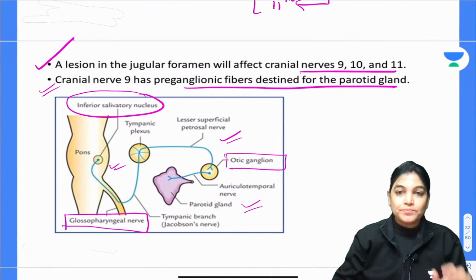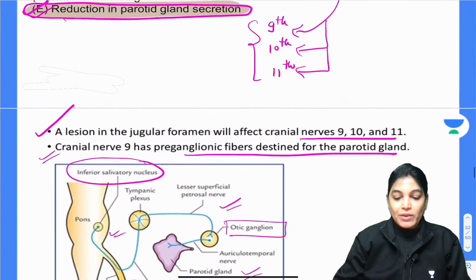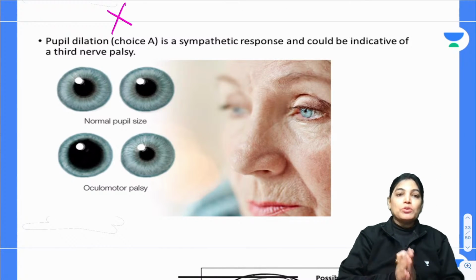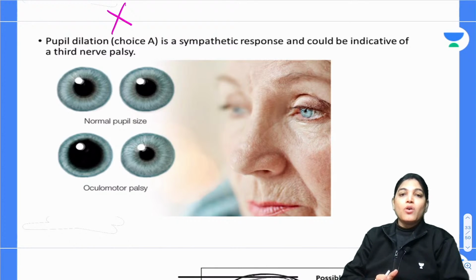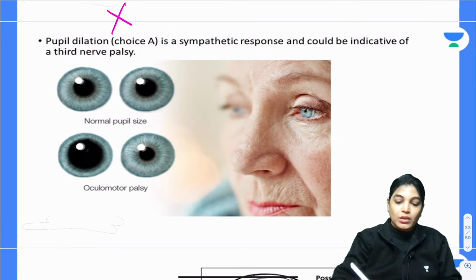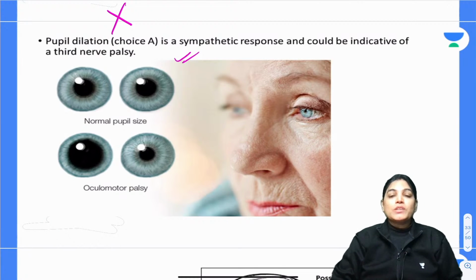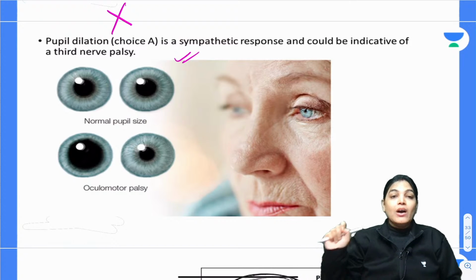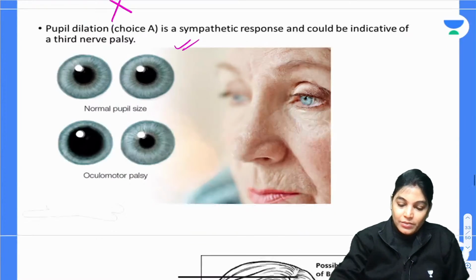So absolutely correct. This is the reason why we have the 9th cranial nerve and parotid gland as the correct answer. Other options are perfectly wrong. The wrong option, pupil dilatation, choice A, is wrong because dilatation of the pupil is a sympathetic response and it is related to the 3rd cranial nerve. We know the constriction of the pupil and dilatation of the pupil. Dilatation of the pupil is indicative of 3rd cranial nerve injury. It is not related to the 9th cranial nerve.